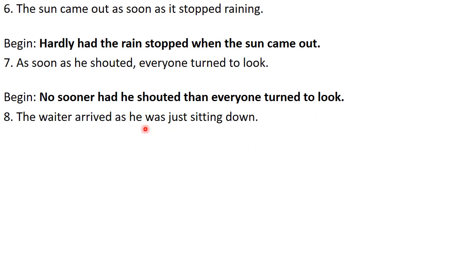8. The waiter arrived as he was just sitting down. The waiter arrived as he was just sitting down. There are two people here. It's not the waiter who arrived and, well, he was still sitting down. There was someone who was waiting for the waiter. So the waiter arrived, then this someone was just sitting down. Okay? So what happened first between the waiter arriving and sitting down? Sitting down happened first. When he was just sitting down, the waiter arrived.